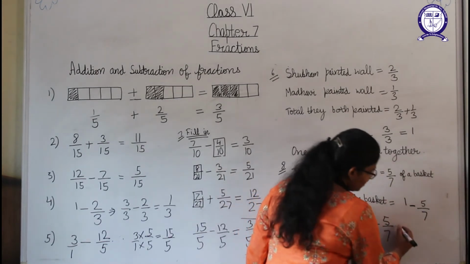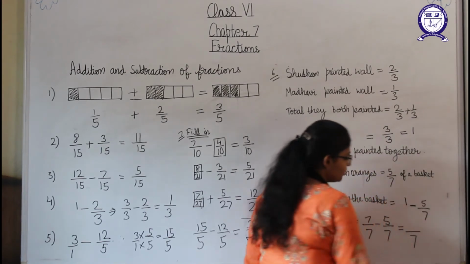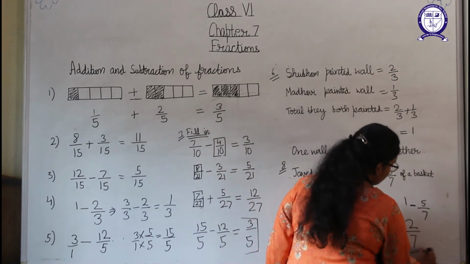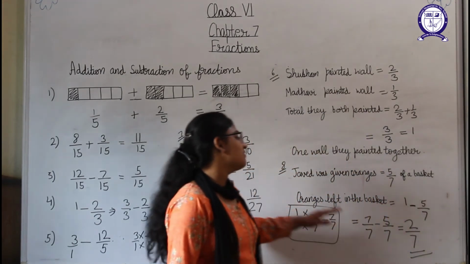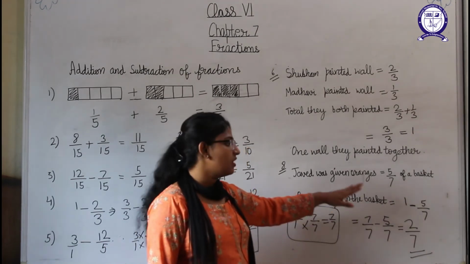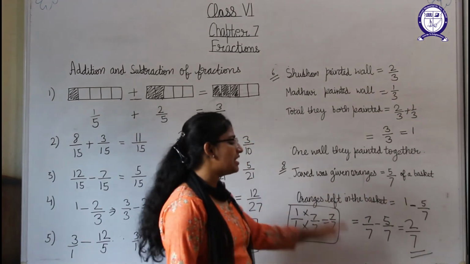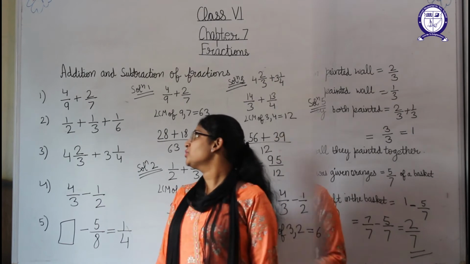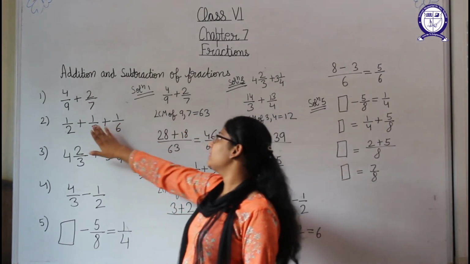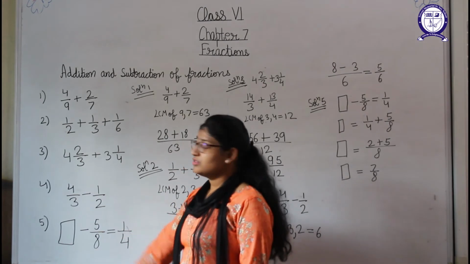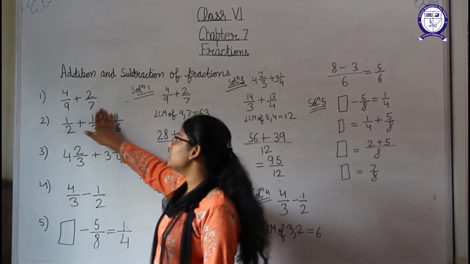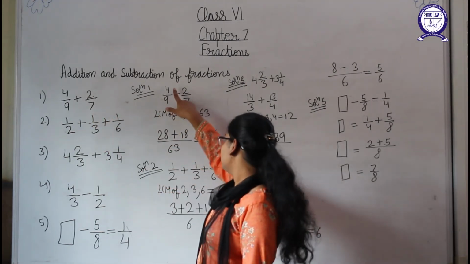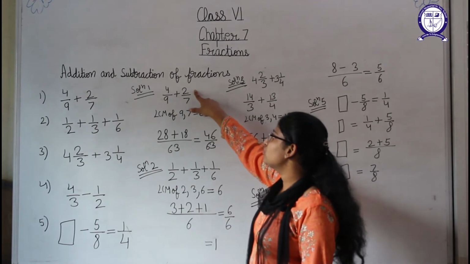Now 7 and 7 are the same denominators here, so we will put 7. Now 7 minus 5 is giving us 2, so our answer is 2 by 7. It means 2 by 7 of the oranges are left in the basket. 5 by 7 was given to Javed and 2 by 7 was left in the basket. Okay. Now students, we again have to do addition and subtraction, but in these cases you can see that denominators are different. So what we do in these cases, here we are solving 4 by 9 and we have to add 2 by 7 to it.